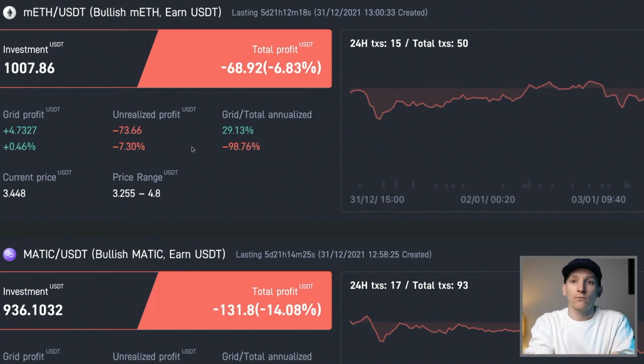Now the price has come down, right? So I've lost money either way. I've lost money when it's in my wallet, and I've lost money with the grid trading bot as well, obviously because the price is lower. So I have market risk.